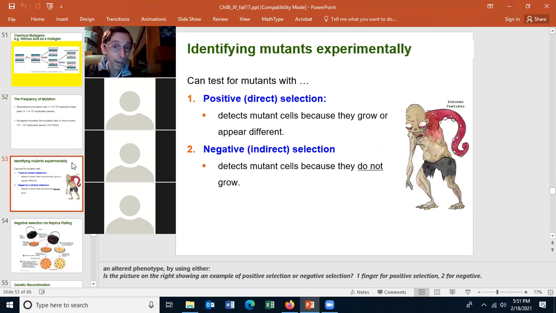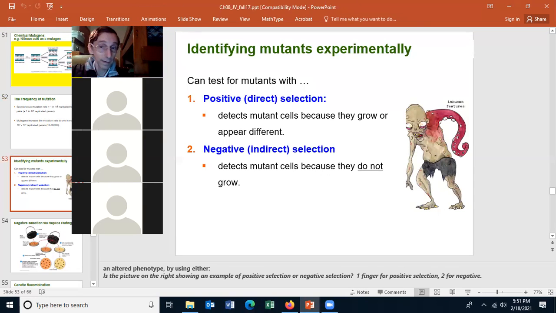All right. Identifying mutants experimentally. We can test for a mutant. You can test for the production of mutants or just the detection of mutants. You can do it with a positive direct selection that will detect the mutant cells because they grow or appear different. Like if we were to see somebody walking down the street like this, you'd say, yep, that's a mutant, right?